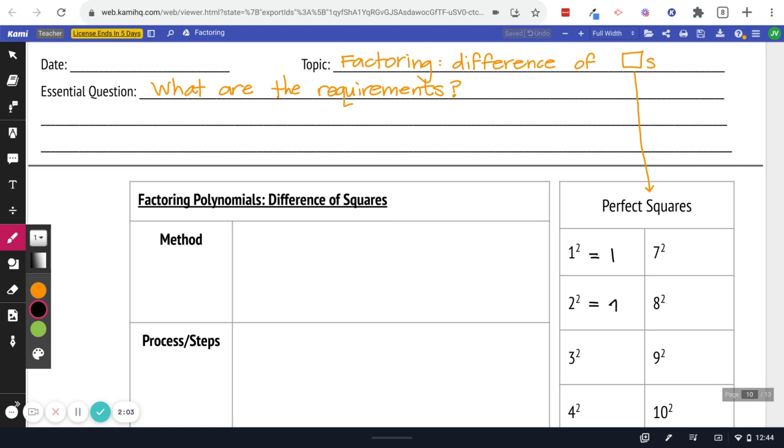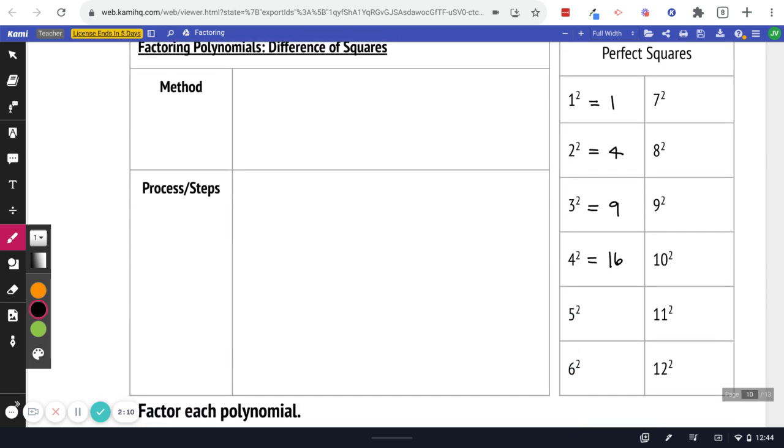2 squared is 4. 3 squared is 9. 4 squared is 16. 5 squared is 25. 6 squared is 36. 7 squared is 49. 8 squared is 64. 9 squared is 81. 10 squared is 100. 11 squared is 121. And 12 squared is 144. Now we may need to pause here for a second so you can get all those written down.